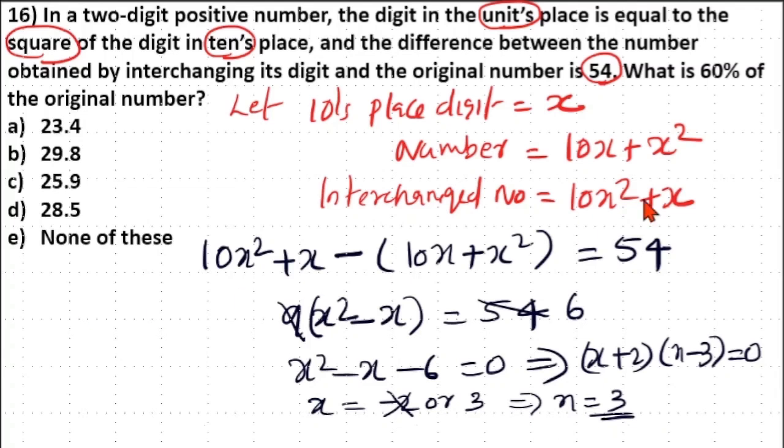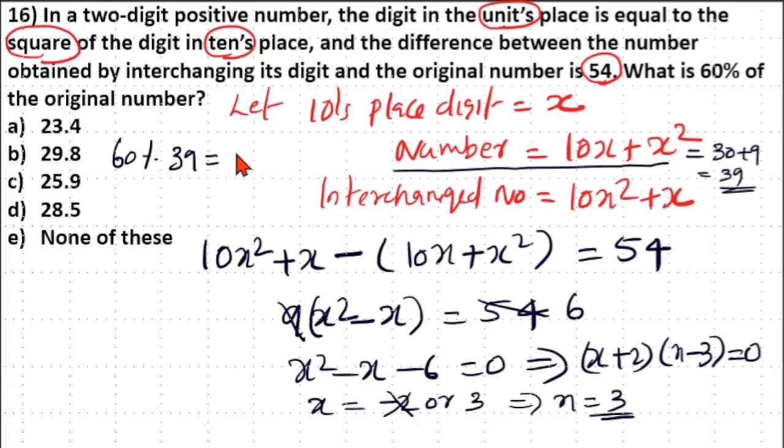So the number is 10x plus x square. If x is equal to 3, then 10 into x is 30 and x square is 9. So the number is 39. Your answer is 60% of 39, which is equal to 23.4. So option A is your answer.